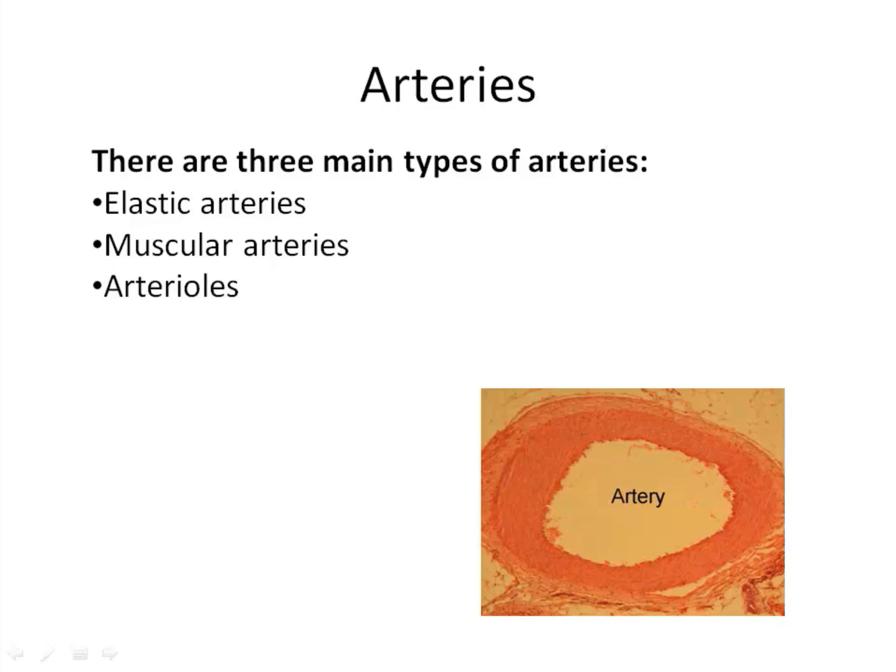Now we'll see different types of arteries in a body. There are, you can say, three main types of arteries: elastic arteries, muscular arteries, and arterioles. Now here these arterioles are the smallest arterial vessels. They are so small that they are not termed as a capillary, but they are a little bit ahead of a capillary.